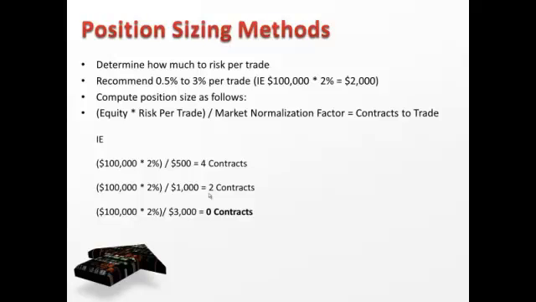And the last example that I want to show you here is a case where the risk exceeds our percentage risk completely. In this case, 100,000 times 2%, that's obviously 2,000. Now we're dividing that by 3,000 because that's the volatility in that market. Well, that trade's got too much risk. That ends up equaling 0 contracts.